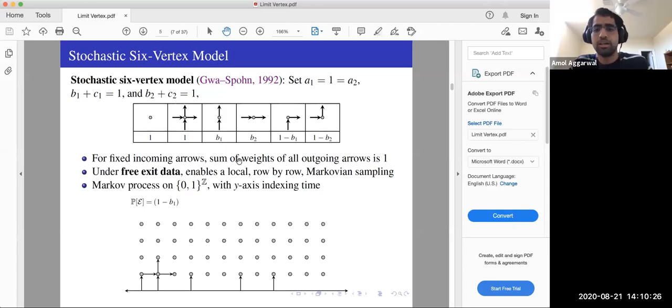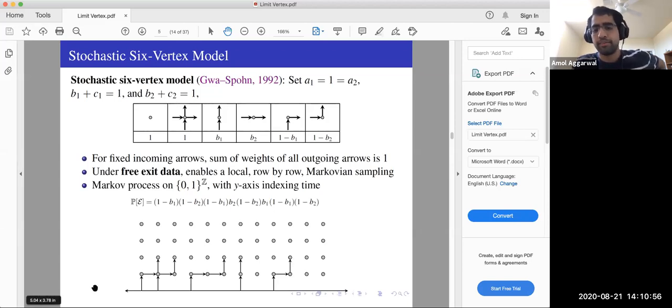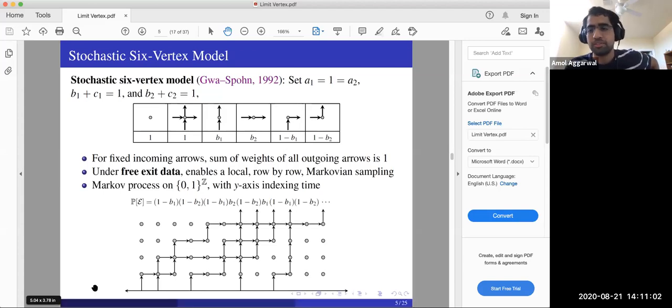Okay, I look here, I see the arrow is incoming horizontally. There are 2 possibilities. So let's say it goes vertically again. So I gather weight 1 minus B2, and then I keep going. And then this is one time step of evolution, where this row is filled in at the next. So vertical arrows are now placed on the next row, and then I can iterate this row by row, and I will get something that looks like this. Okay, so in that way there is this Markovian sampling procedure of the model.